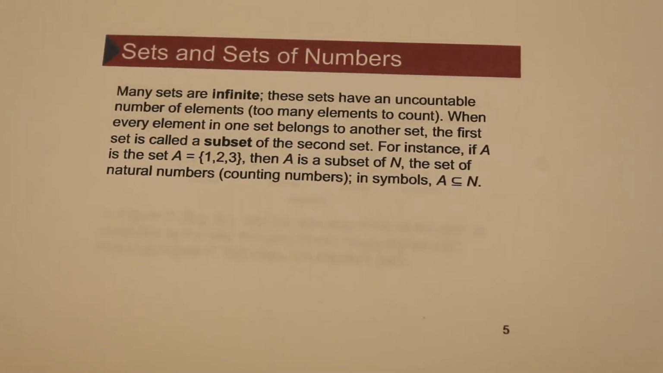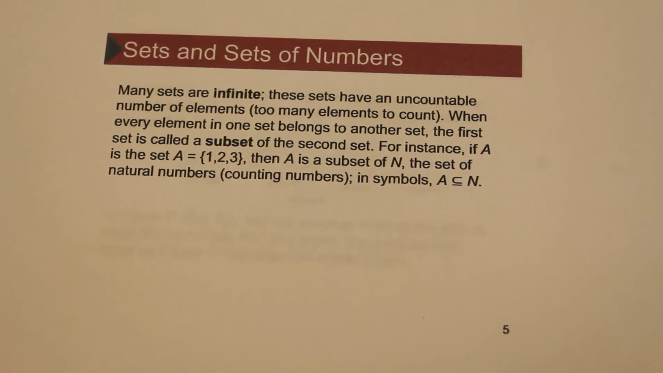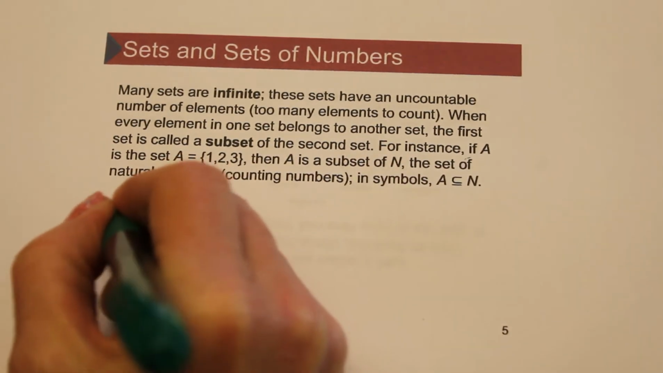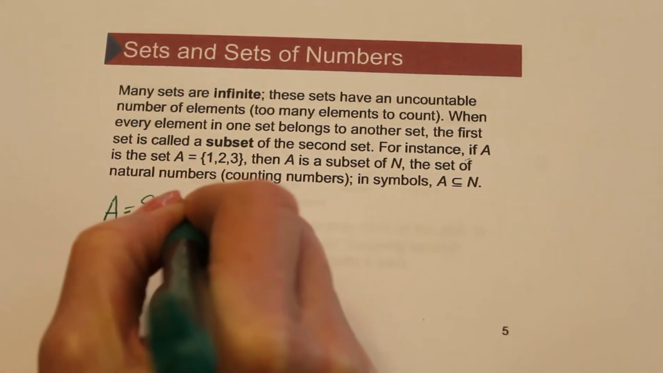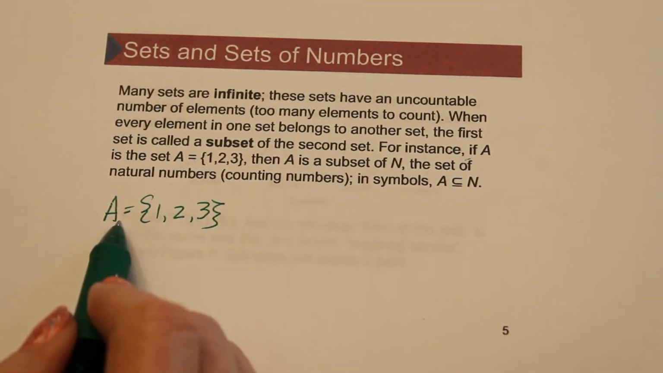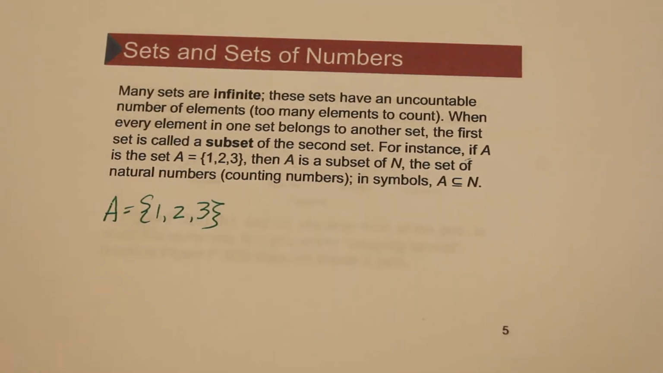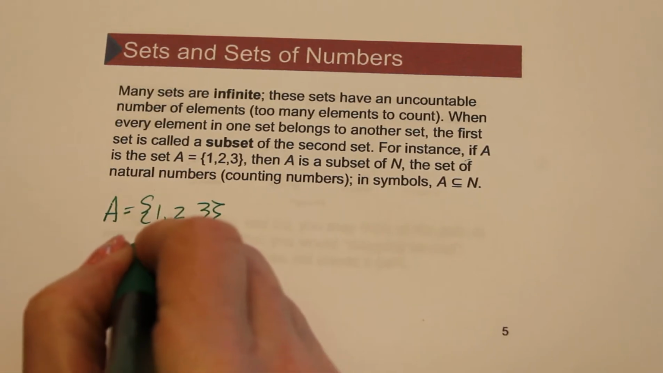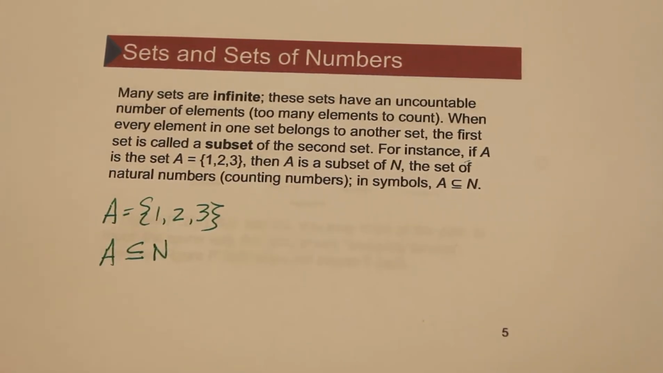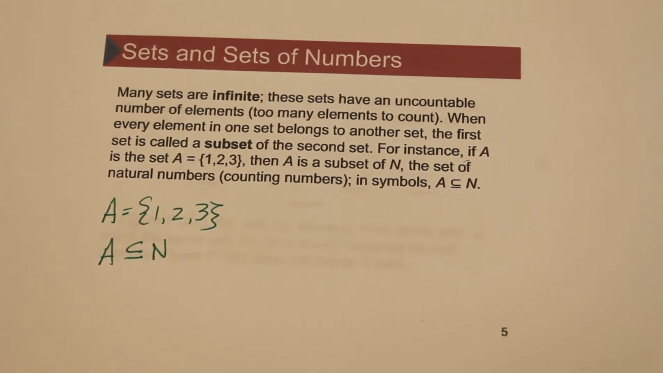So when every element of one set belongs to another set, the first set is called a subset. In this particular example, if A was 1, 2, and 3, A would be considered a subset of our natural elements, and we would write that A is a subset of the natural elements.